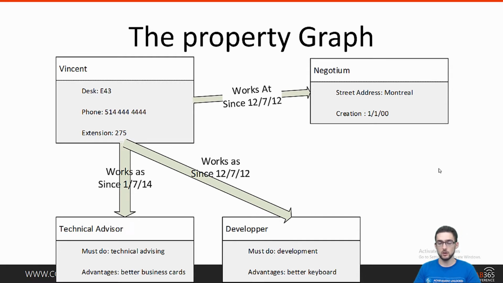And then we have other kinds of objects, which are the roles in the company. So as Vincent, as a person, I'm also a technical advisor, so I have to give technical advice to my coworkers. And one of the advantages I get with that is I have a fancy business card and so on. But I'm also a developer, so what I must do is some development, and one of the advantages I get is I have a better keyboard and so on. So you get the idea. And connecting these objects, you have relationships or edges or links and so on.